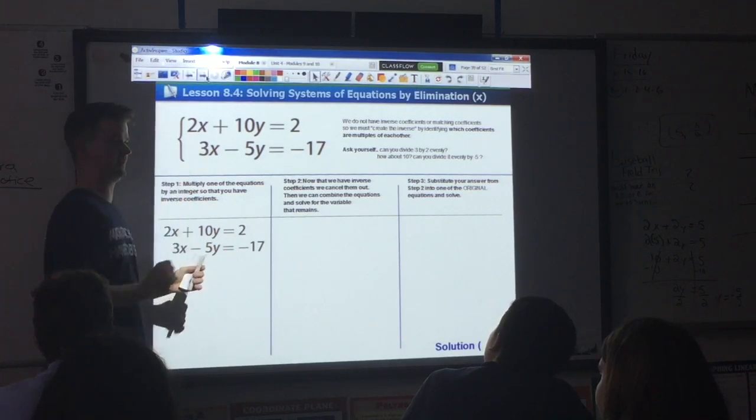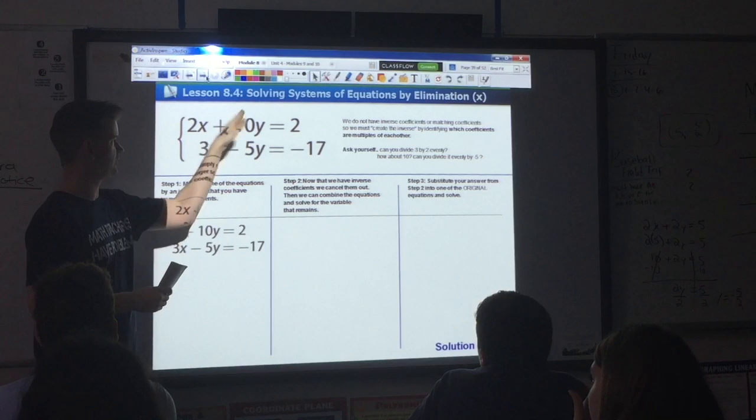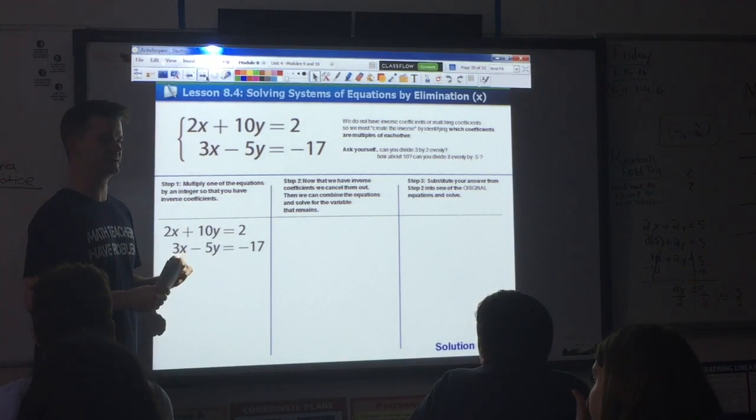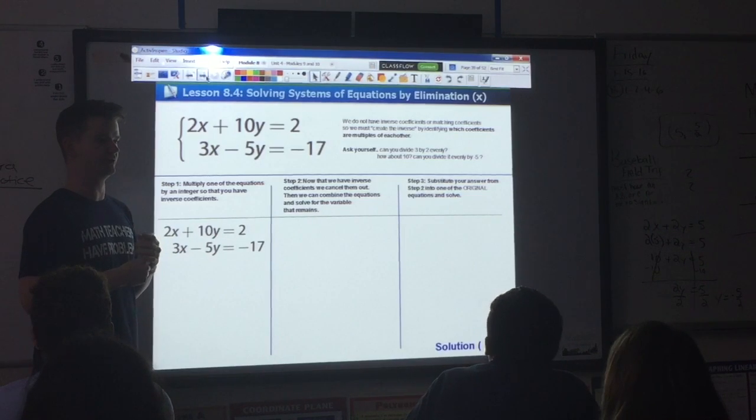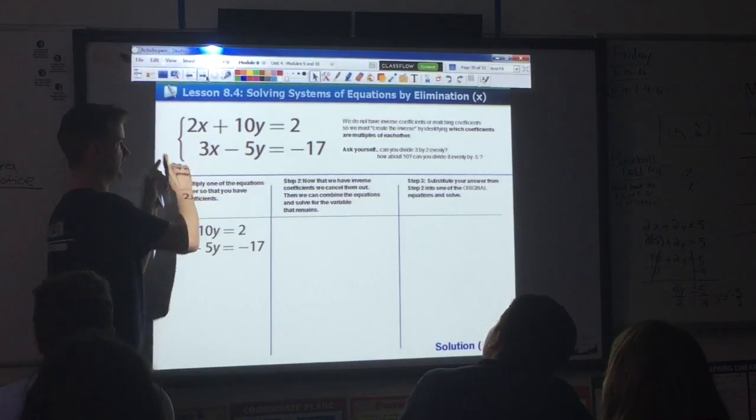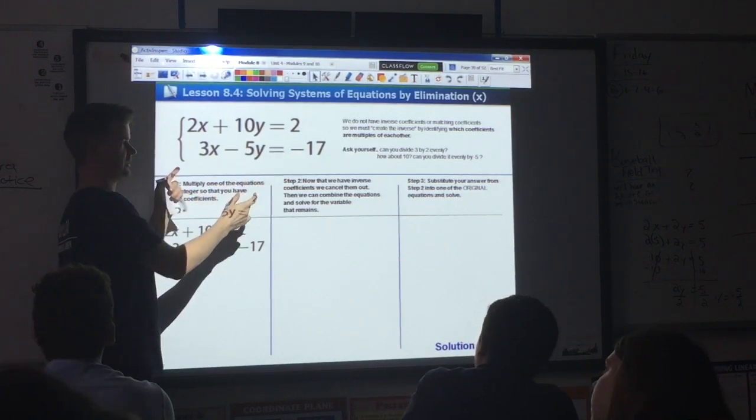So I go to the y's now. Looking at the y's, which one's smaller? 5. Does the 5 go into the 10 evenly with no remainder? Yes. How many times can 5 go into 10? 2. So what we can do here is we can multiply this equation, the one with the smaller y value, in order to create the inverses.